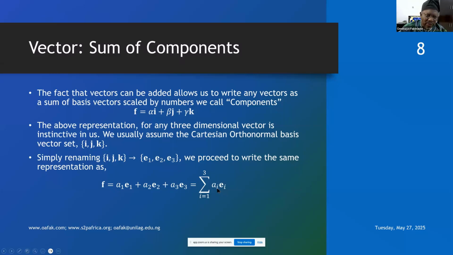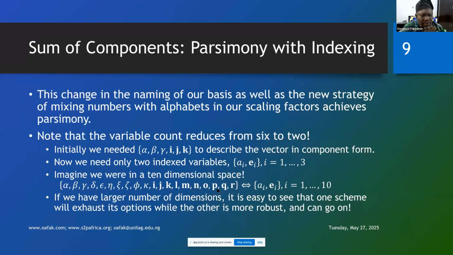So we explained why using e's instead of i, j, and k is better, that it helps us with parsimony. And the parsimony is achieved by indexing. And the example on page 9, where we move from 3 to 10 dimensions, really shows us that it would have been a lot of problem. If we now go to 30 dimensions, when you have only 26 letters in the alphabet, then you have to do all sorts of funny things.